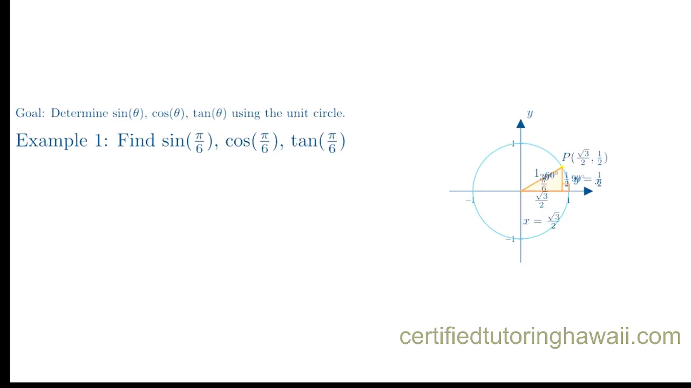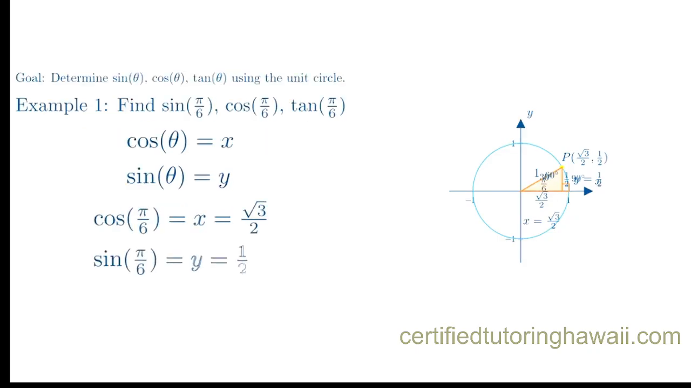So, P is square root of 3 over 2, 1/2. Remember, cosine is x and sine is y. Therefore, the cosine of pi over 6 is the x-coordinate, square root of 3 over 2, and the sine of pi over 6 is the y-coordinate, 1/2.